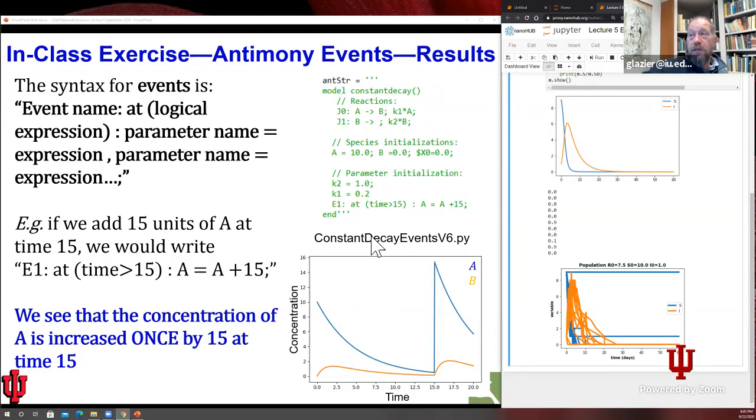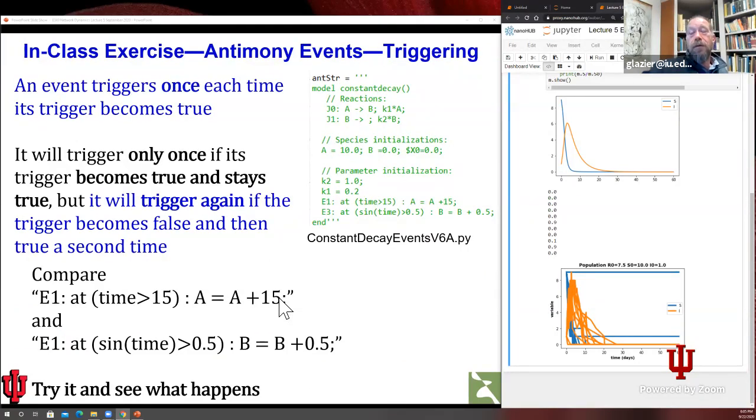So if I ran this at time 15, a equals a plus 15, a here is decaying. At time 15, I add 15 units and then it starts decaying. So that event is triggered once. If the event trigger becomes false and then becomes true again, the event triggers again.